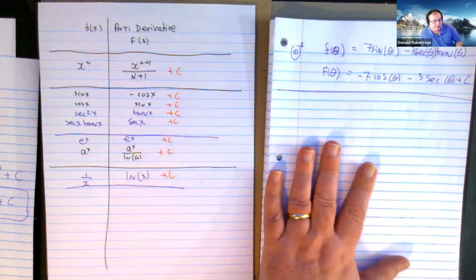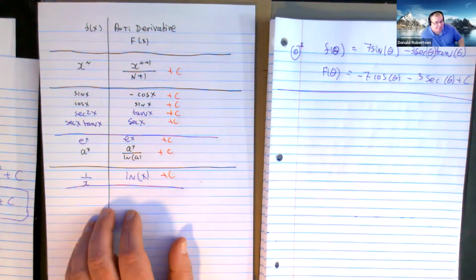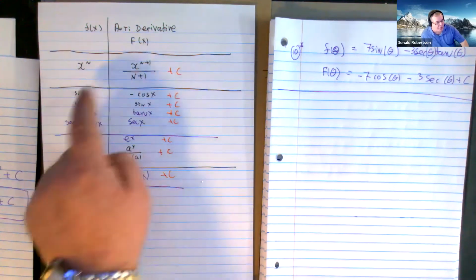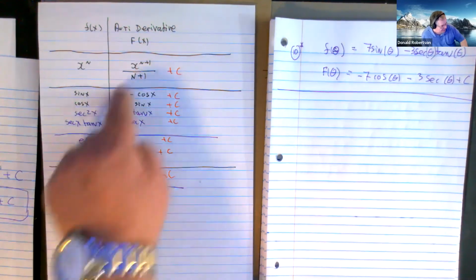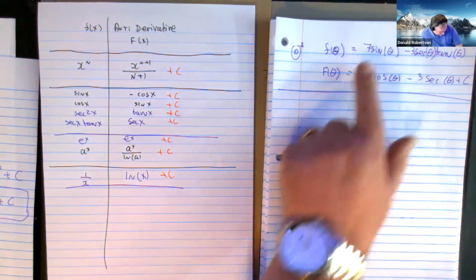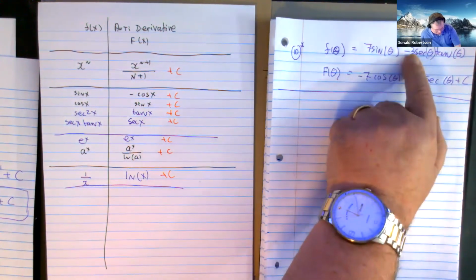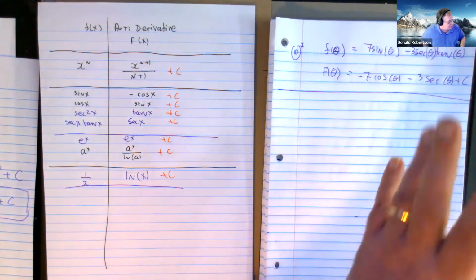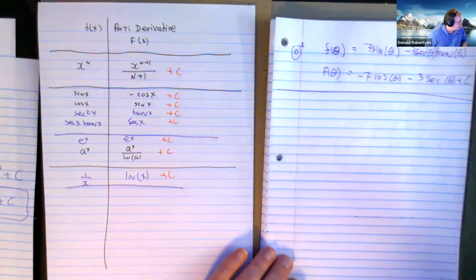Finding antiderivatives is a matter of memorizing what things are and then applying this table to the situation. If it's a multiple like 7, you just stick a 7 in the front. If it's a multiple like 3, you stick a 3 in the front. And remember your plus c's.